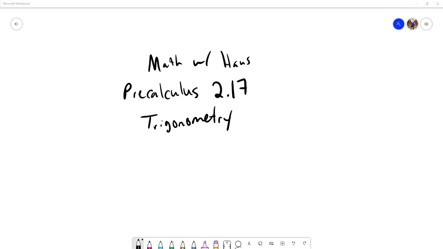We're continuing our investigation in trigonometry, and in particular the transformations of our sine and cosine graphs. So in the previous episodes we've looked at amplitude changes, vertical shifts, and period changes. Now we're going to consider horizontal shifts.